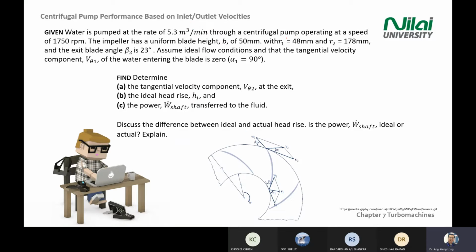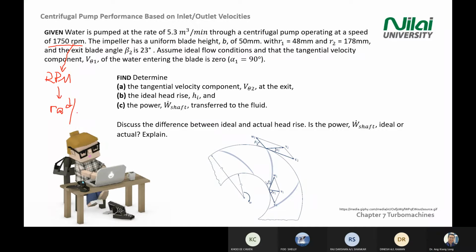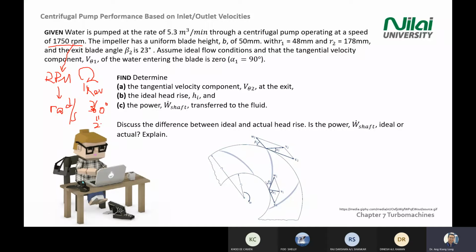Then after that, the question tells you that the centrifugal pump is operating at a speed of 1750 RPM. RPM is revolutions per minute. So you need to know how to convert RPM into radian per second. One revolution equals 360 degrees. So 360 degrees equals 2 pi radian. So you do the conversion, RPM into radian per second.